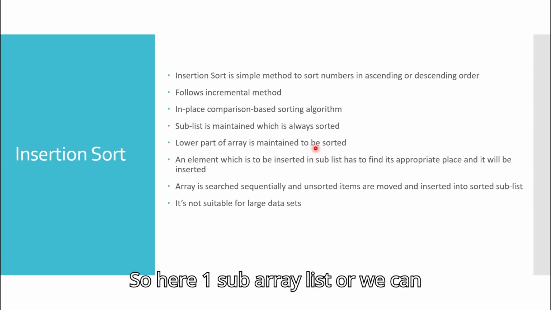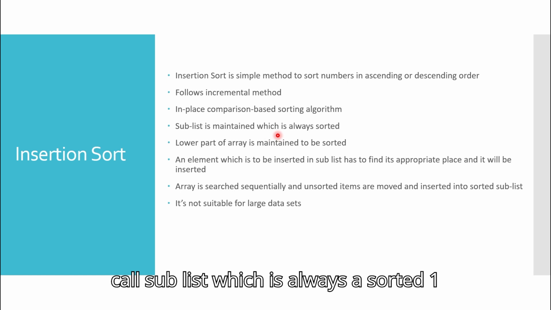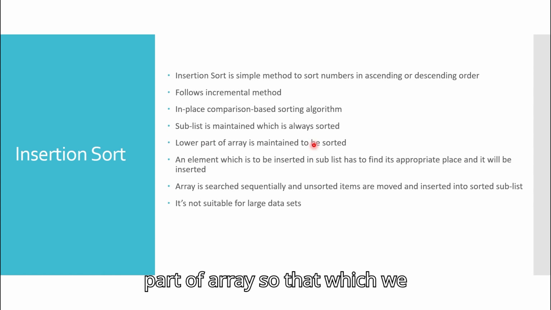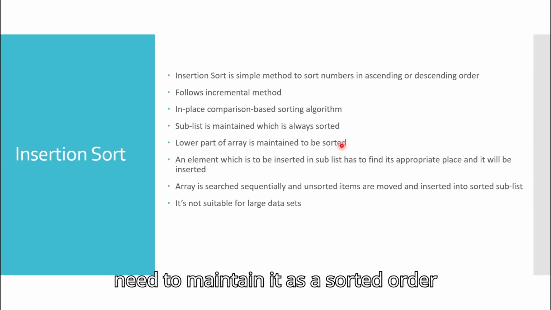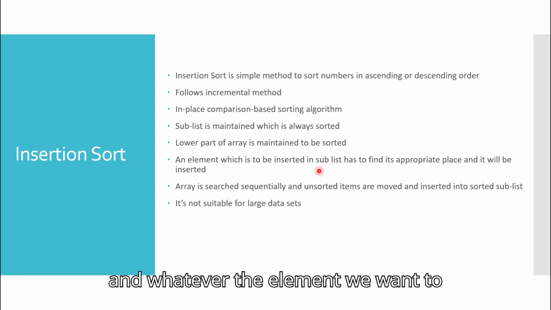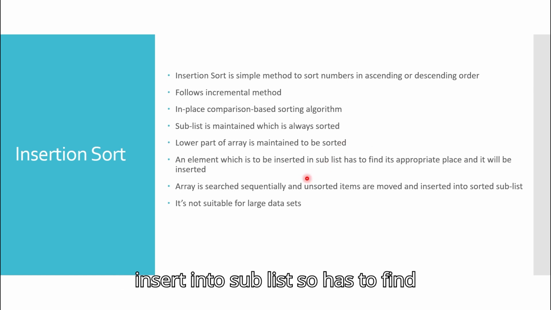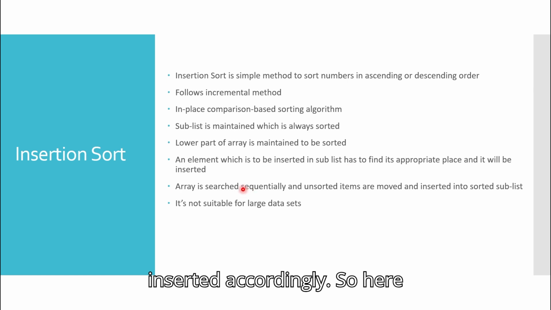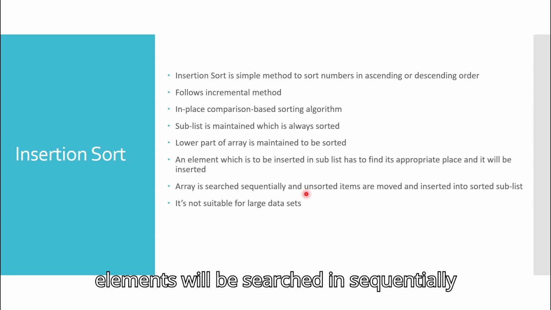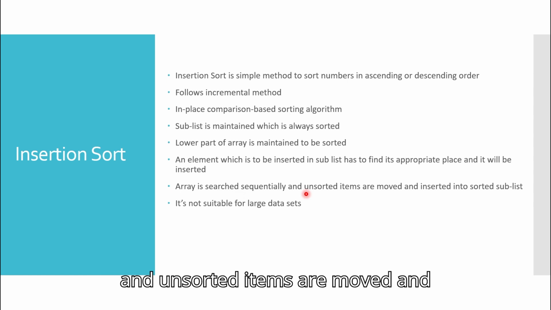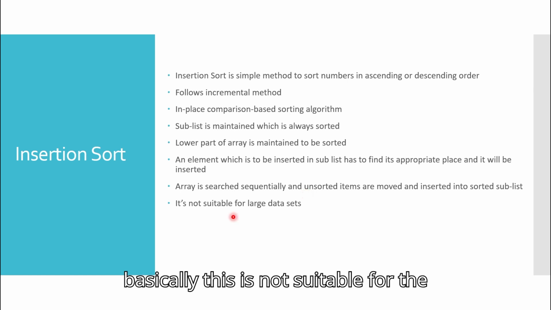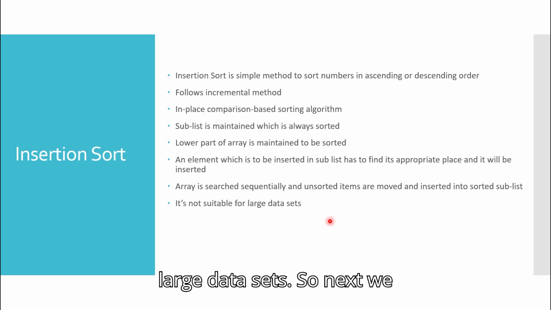Here there is one sub-array, or sub-list, which is always sorted. We maintain the lower part of the array in sorted order. Whatever element we want to insert into the sub-list has to find its appropriate place, and then it is inserted accordingly. Elements are searched sequentially, and unsorted items are moved and inserted into the sorted sub-list. Basically, this is not suitable for large data sets.